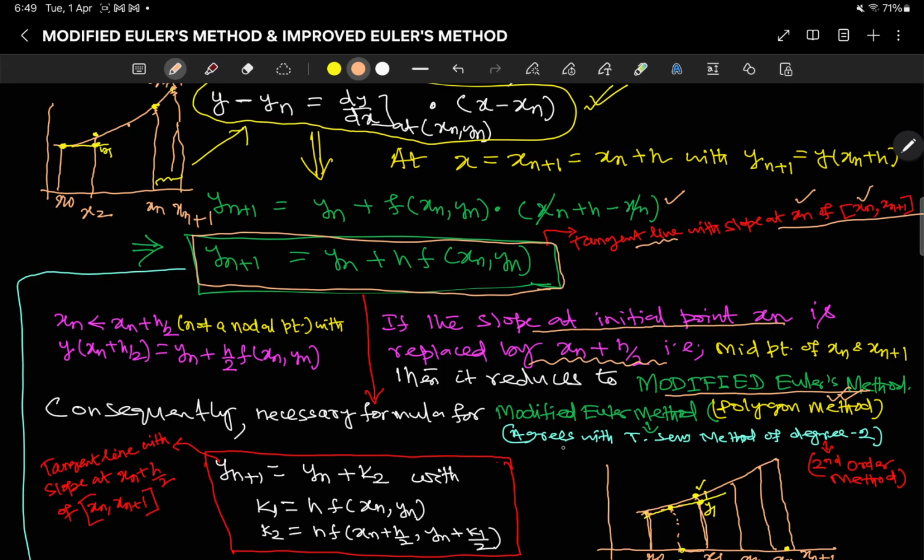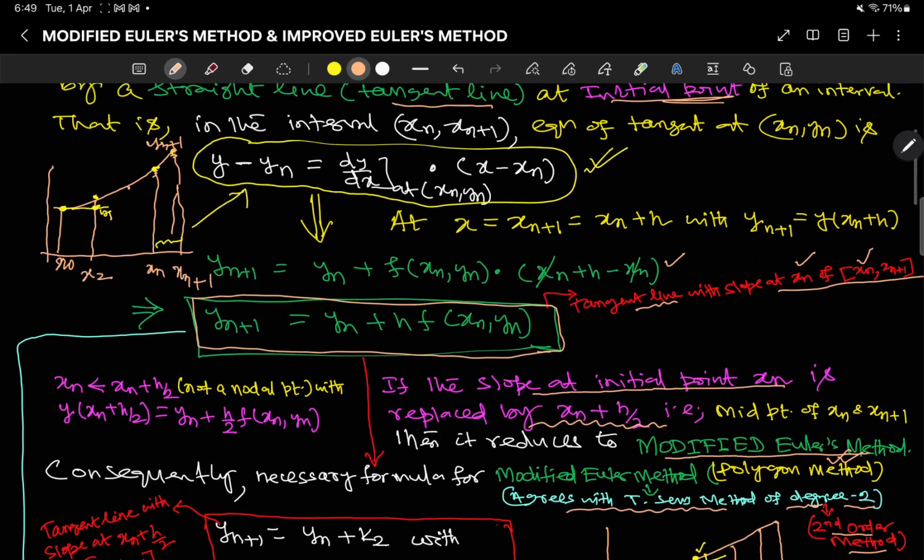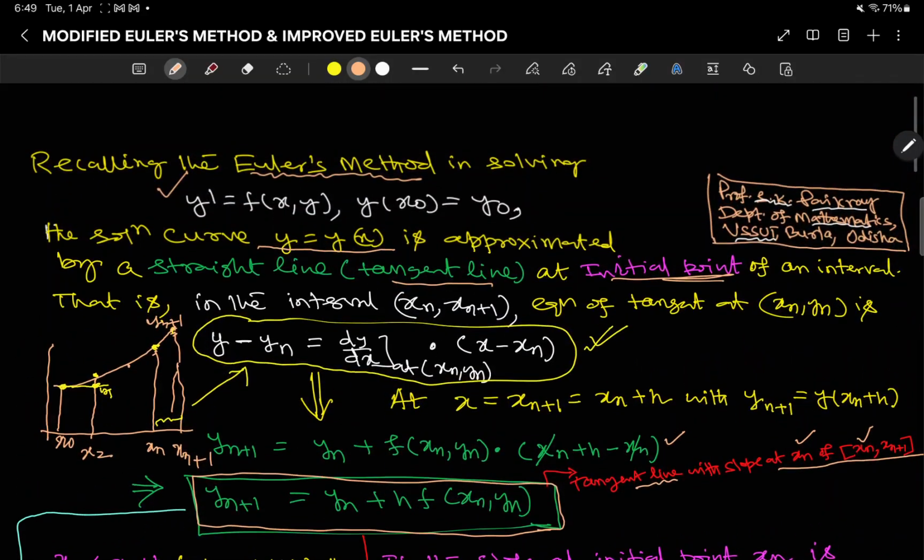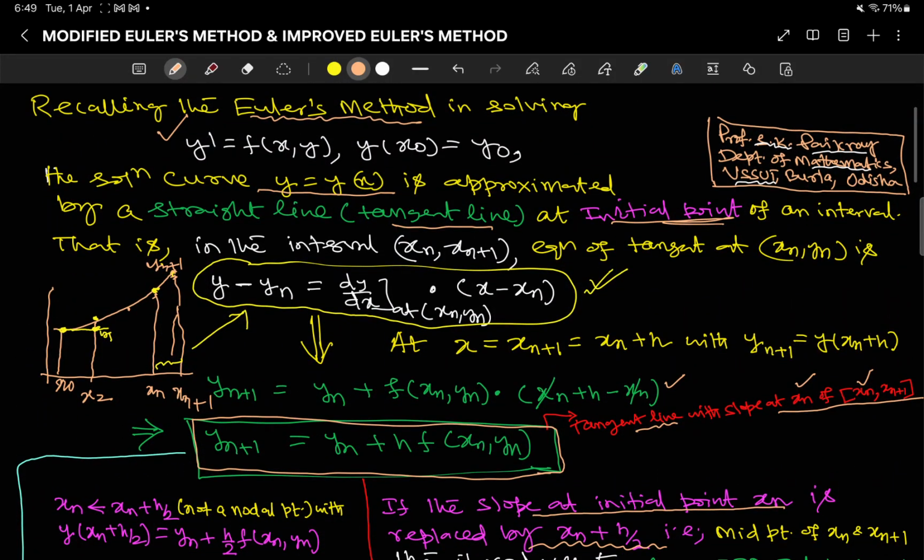Of course, this modified Euler method agrees with the Taylor series of degree 2, meaning up to the h square term. So this is a second order method. And Euler's method is a first order method, because in Euler's method, if we think of the Taylor series, it is up to the power h to the power 1, meaning 2 terms.